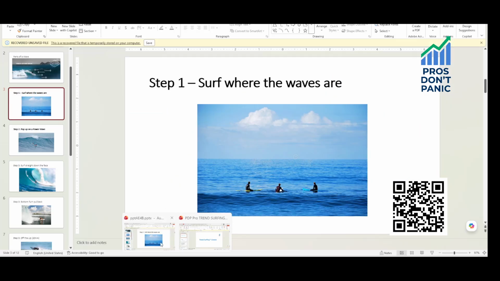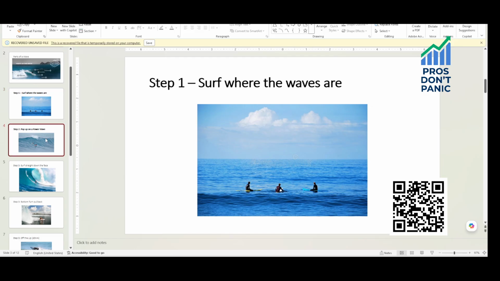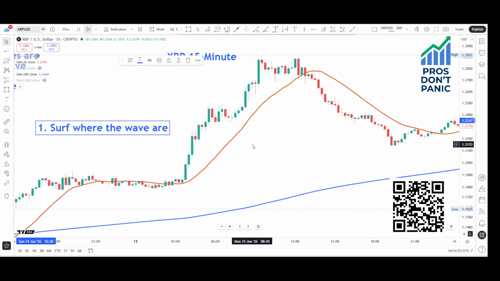So just to go back to the analogy, these surfers sit here every day and they surf and they know exactly where to sit. They're not going to sit just somewhere random. They're going to sit exactly where the peak energy of that wave is going to come through, and they can pop up on that wave. So that's exactly what we're going to do. We are going to sit where you're going to catch that beginning of the trend.